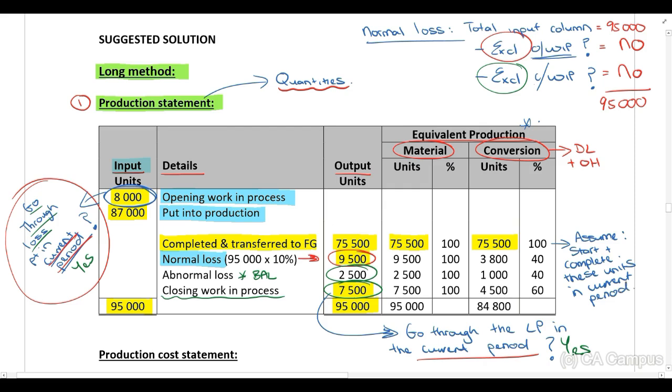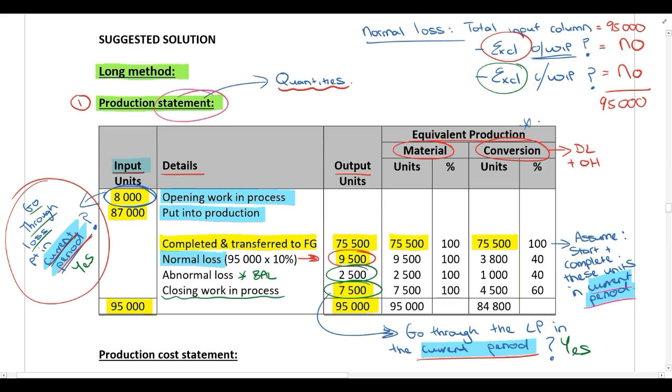And in everything I'm doing, you can see I'm very obsessed about what's happening in the current period, because I'm doing this production statement, guys, for the current period. So I want to know, do these units go through the loss point in the current period? I'm only interested in my production statement for this specific period. You're going to see that coming through in all of our calculations.